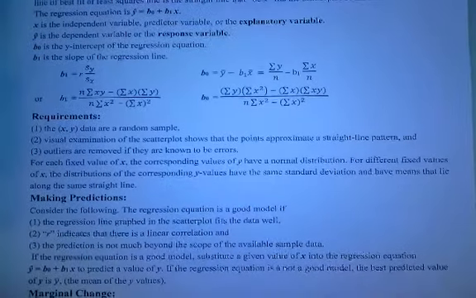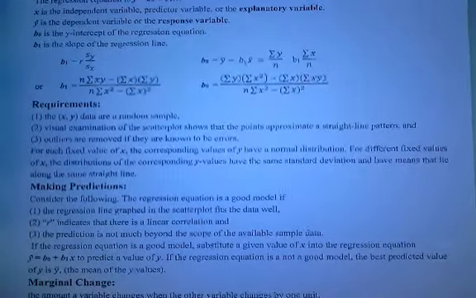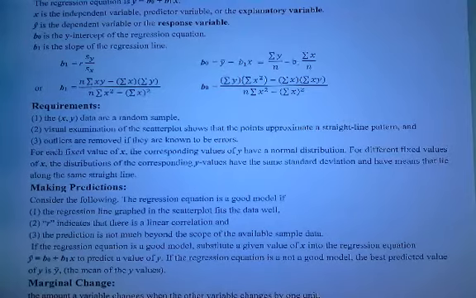Now, part of the point of doing this is to make predictions on values that you don't have. The regression equation is a good model if the regression line graphed in the scatter plot fits the data well. In other words, none of the data points are really very far from your regression line. The r indicates that there is a linear correlation, so it's got to be near 1 or near -1. The prediction is not much beyond the scope of the available data.